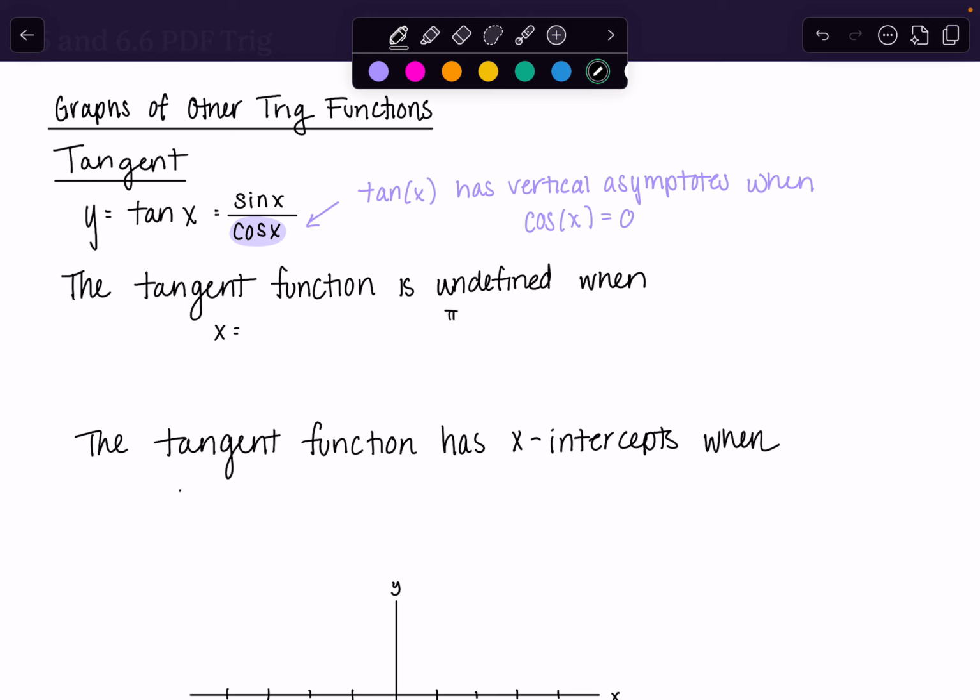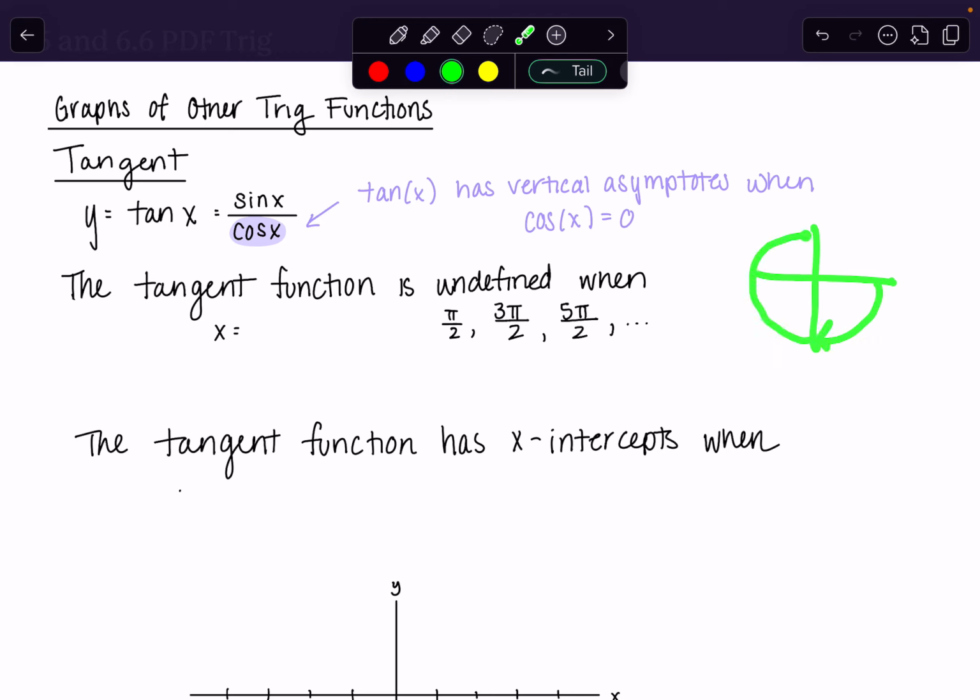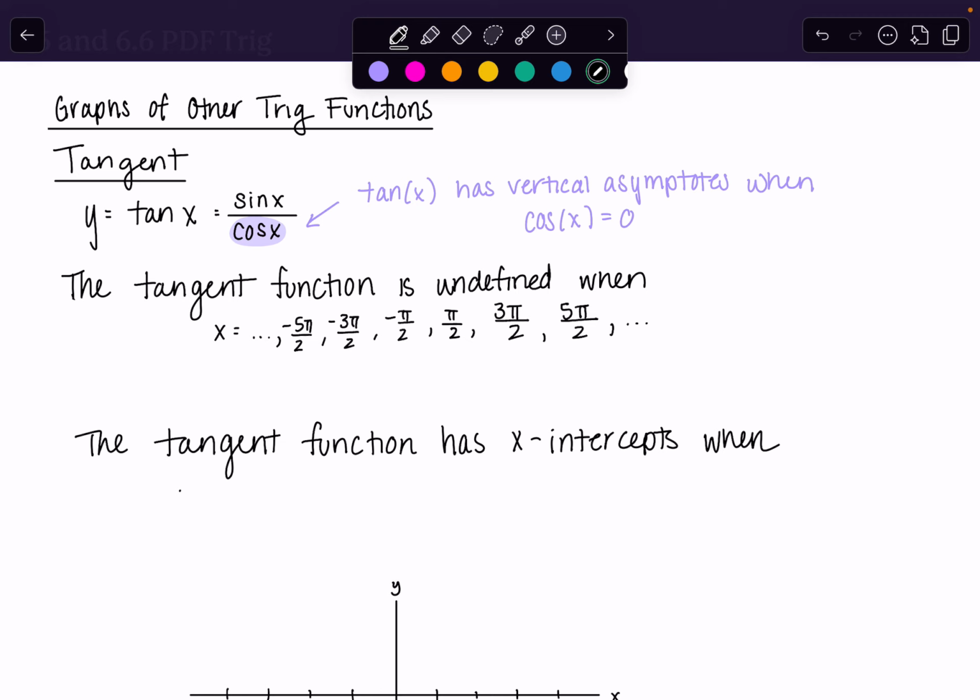I'm going to start over here with positive pi over 2. Then you have 3 pi over 2, which is 270 degrees. You have 5 pi over 2, 7 pi over 2, and it keeps going. But then you also have those negative angles. If you go down 90 degrees, you have negative pi over 2, negative 3 pi over 2, negative 5 pi over 2, and it keeps going in that direction as well. So again, this is happening at those odd multiples of pi over 2.